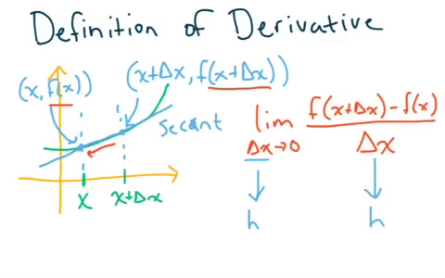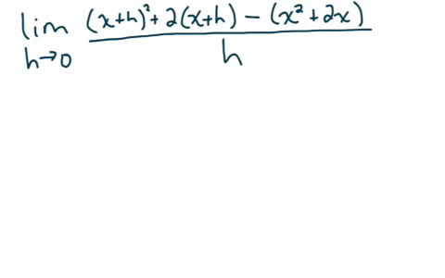Now, the way this shows up usually on the AP test is that they will give you a limit already set up. And they'll say, hey, we want you to take the limit as h approaches 0 of this big, long function. Now, there's no reason that we could not go ahead and algebraically manipulate this. In fact, we could say this is the limit as h approaches 0.